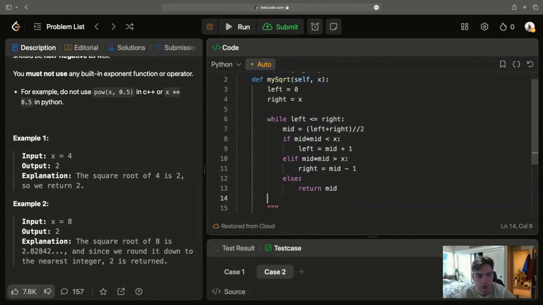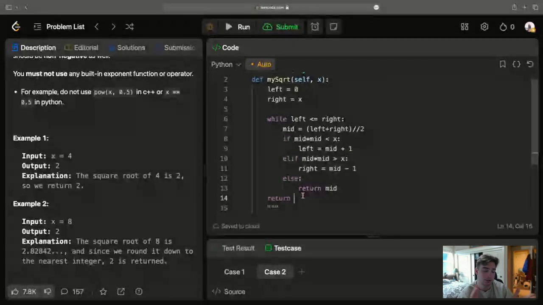And then lastly, if we do get to our left greater than right edge case, we are going to return right, and that's because the square root is somewhere in the middle of left and right, but we want to return the floor, the lowest value, so we don't want to go above the actual square root value. So we'll say return right.